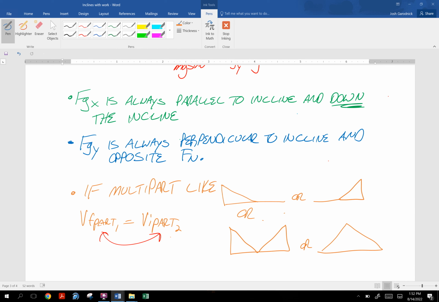So I have examples here. We can go down an incline on a horizontal, or across a horizontal and then go up an incline. Or we can go down an incline, up an incline. Or we can go up an incline, down an incline. There's so many options.